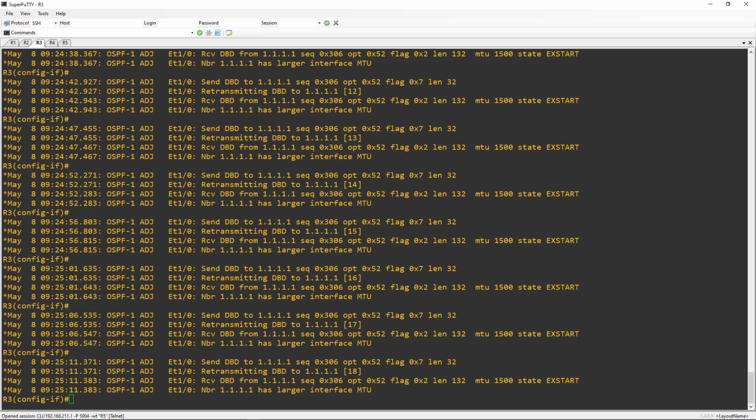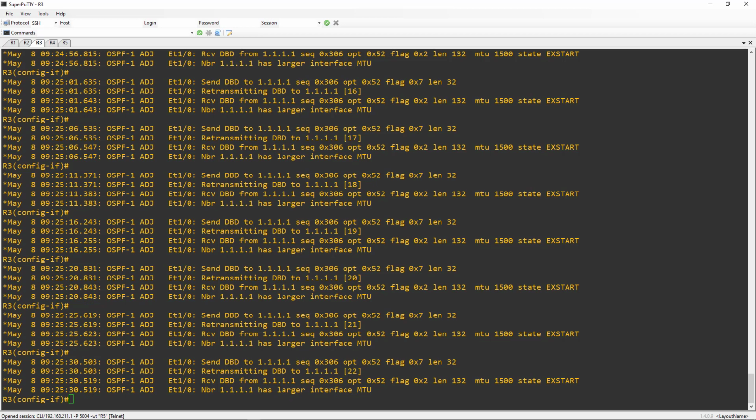And sure enough, we see the adjacencies come up. So basically, we're telling OSPF, you know what? Yeah, I get it. The MTUs don't match, but we're just going to ignore that, and we're going to continue to form our adjacency. I think I did the wrong routers, but you get the idea.